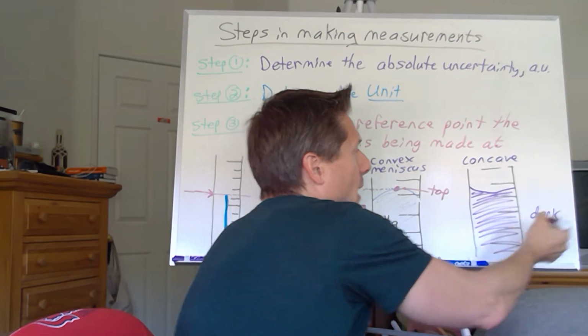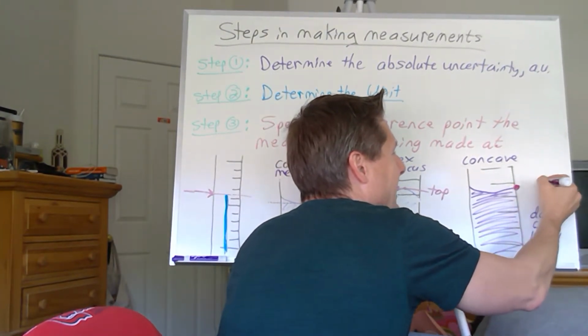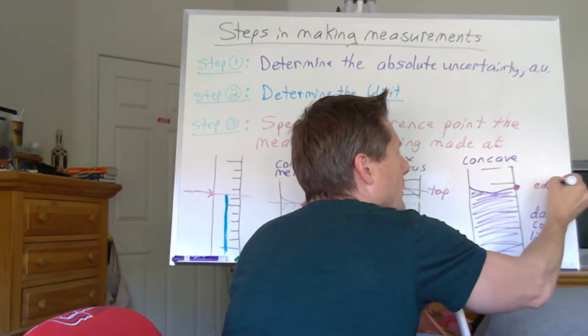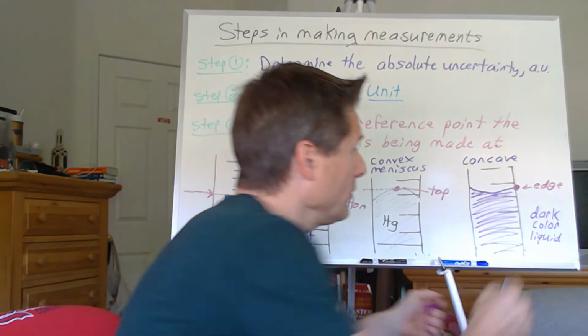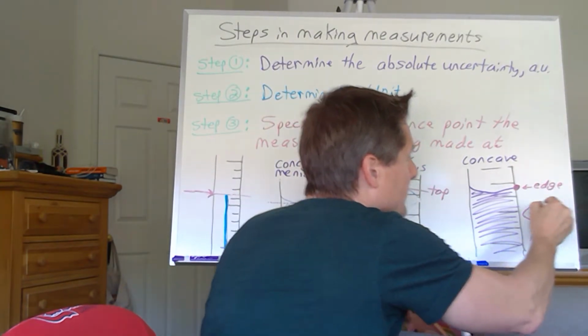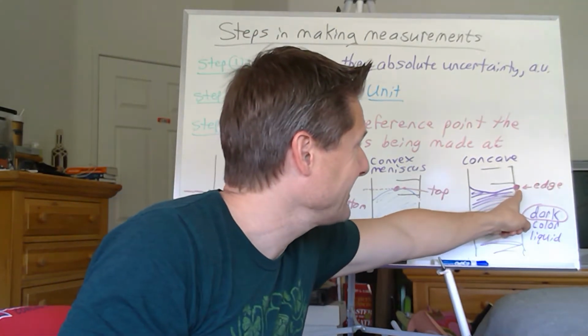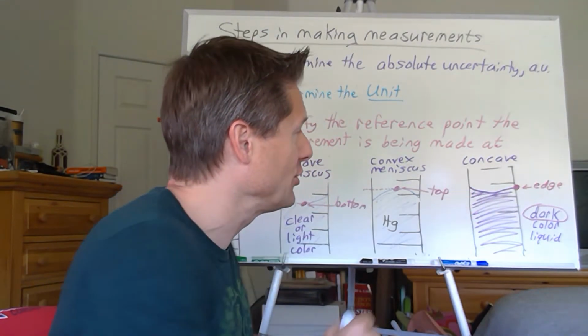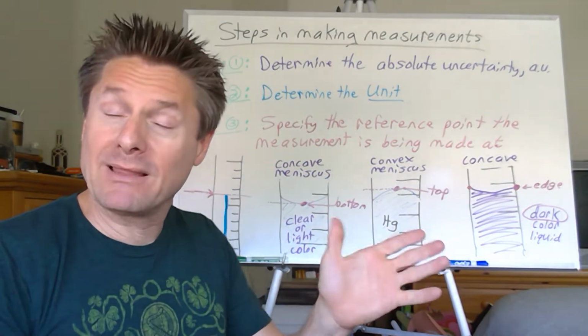But we can't go from the bottom, so what we're going to do is go from the edge, because it's a dark colored liquid. We can't use the bottom of the meniscus anymore. So pick the side where it just touches. You can do it there or there, but I recommend picking left or right.